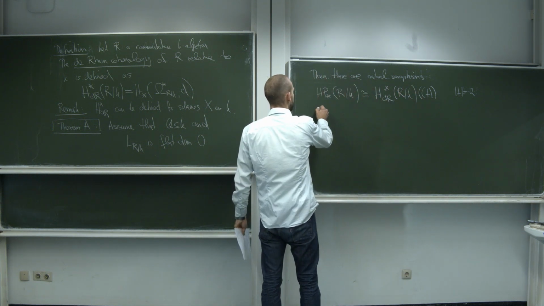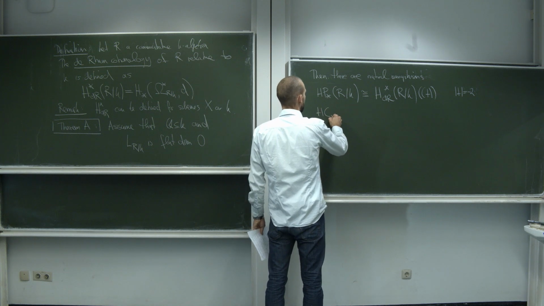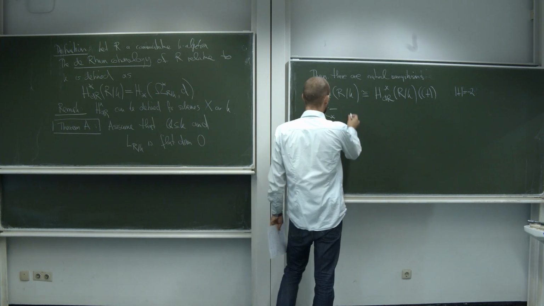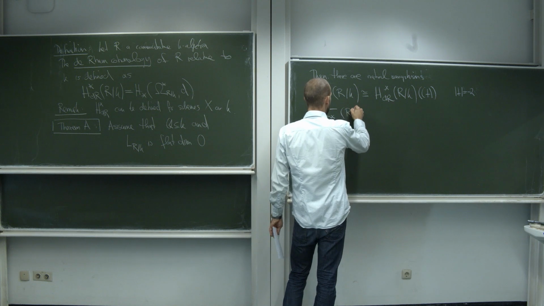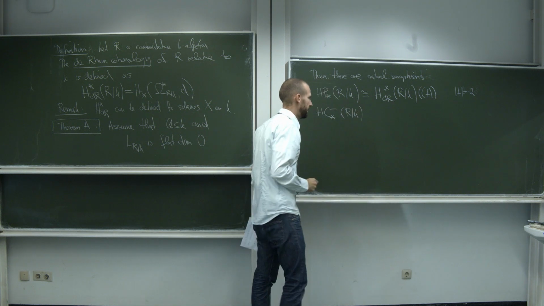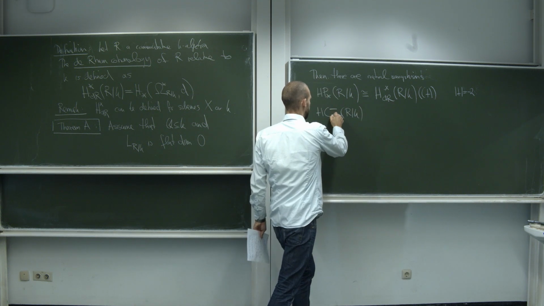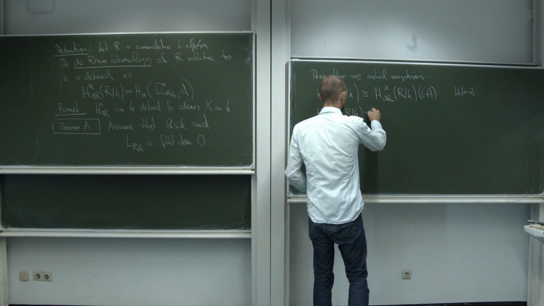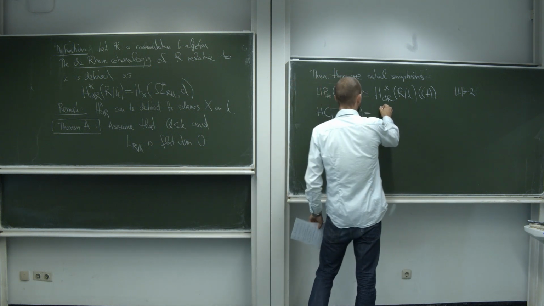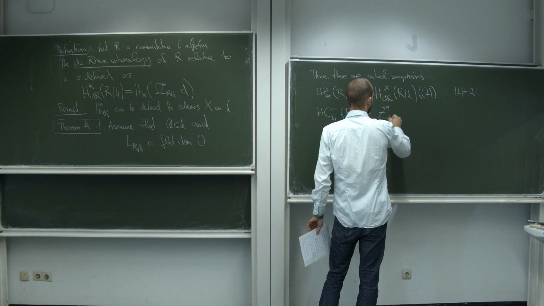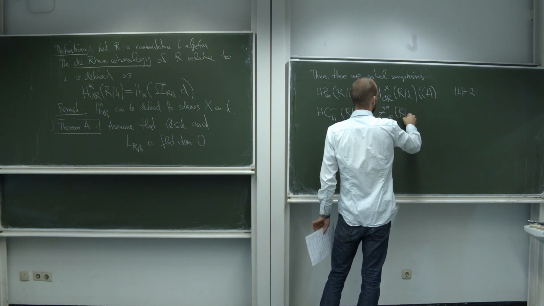Okay, so this is the first theorem, and the second one is that negative cyclic homology is a sort of truncation of that. And maybe the easiest way to express that is to say that in degree n, this is given by the de Rham cycles, Z n de Rham, R relative K.